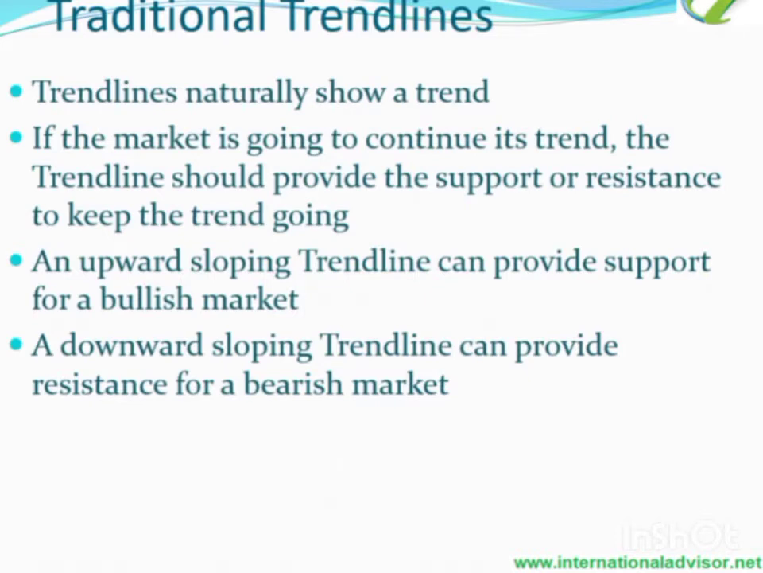Traditional trend lines. Trend lines naturally show a trend. If the market is going to continue its trend, the trend line should provide the support or resistance to keep the trend going. An upward sloping trend line can provide support for a bullish market. A downward sloping trend line can provide resistance for a bearish market.